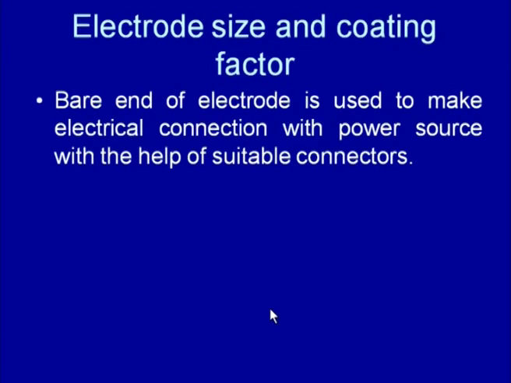So, the length of the electrode is dictated by two factors: one, the convenience with which the welder can handle the arc and deposit the weld metal properly, and the second is the current carrying capacity. So, the greater the length of the electrode, the lower will be the current carrying capacity of the electrode for the given diameter of the core wire. Further, one end of the electrode is not coated with the material, and it is kept bare, so that suitable electrical connections can be made with the power supply for the required flow of current.